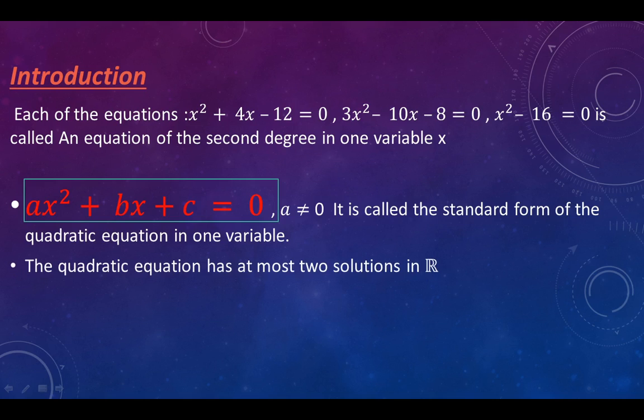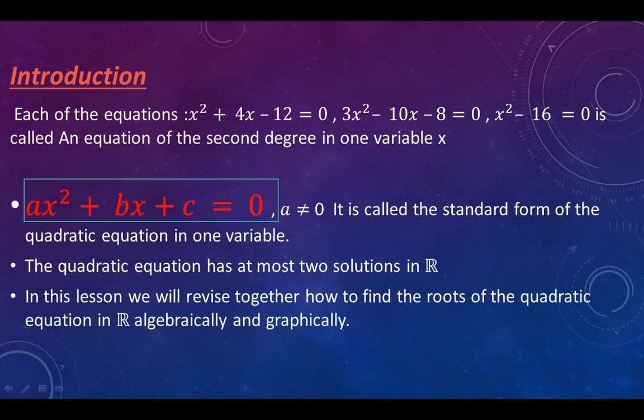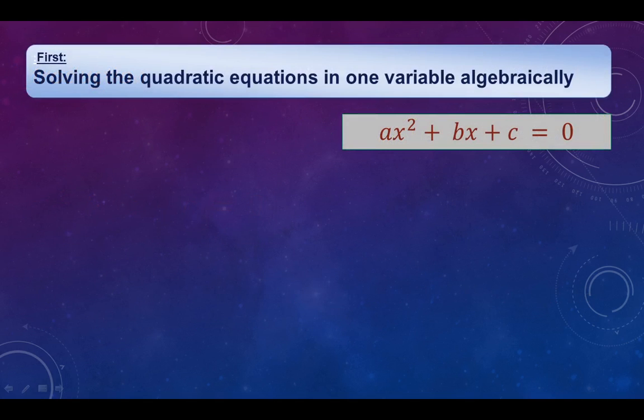The quadratic equation has at most two solutions in R. Any quadratic equation has at most two solutions in R. So you will find only one solution or two solutions, or the solution set will be phi, which is the empty set. In this lesson, we will revise together how to find the roots of the quadratic equation in R algebraically and graphically. Algebraically is our first lesson, and graphically is our second lesson.